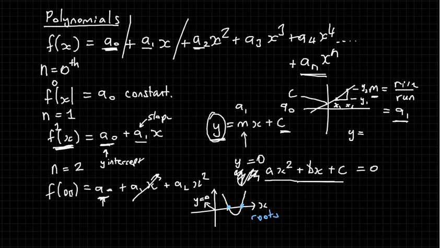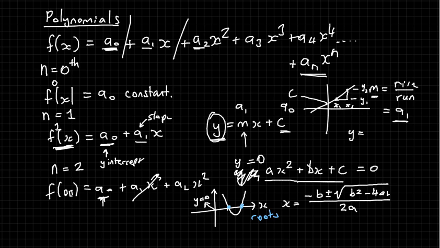And the equation for this is x is equal to minus b plus or minus the square root of b squared minus 4ac, divided by 2a. And so we can just put in the values and we can find the roots.